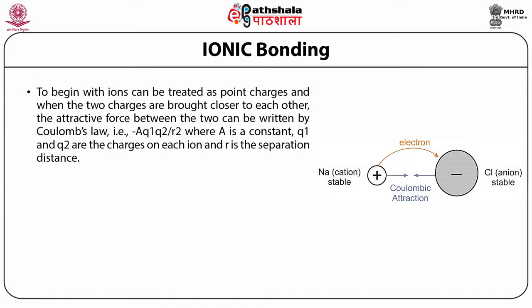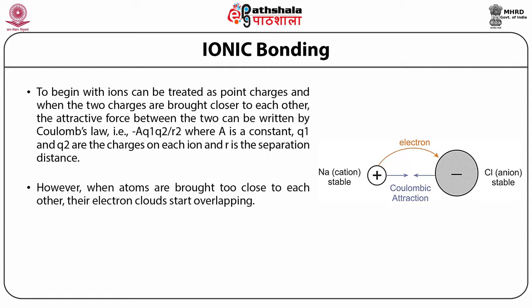To begin with, the ions can be treated as point charges, and when the two charges are brought closer to each other, the attractive force between the two can be written by Coulomb's law, that is minus A Q1 Q2 by R square, where A is a constant and Q1 and Q2 are the charges on each ion, and R is the separation distance. The resulting potential energy can be written as minus A Q1 Q2 by R. This attractive force varies as the square of the distance between the two ions.